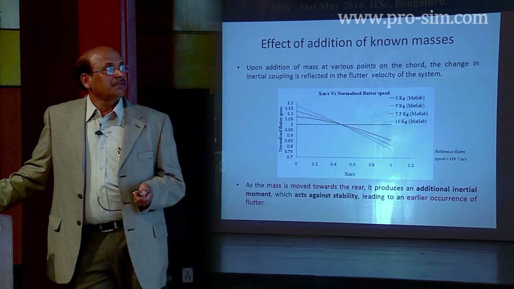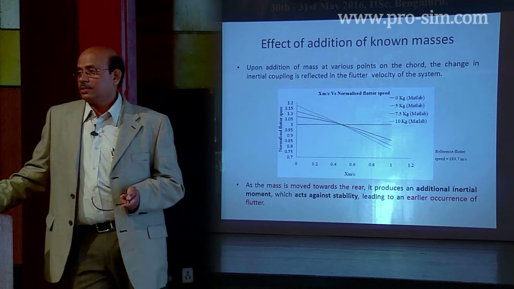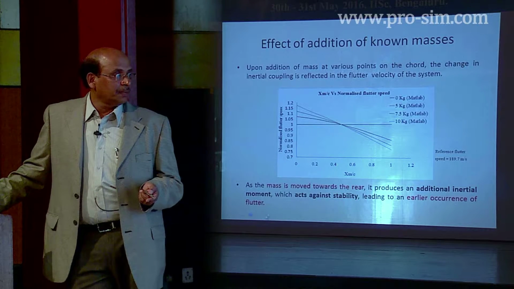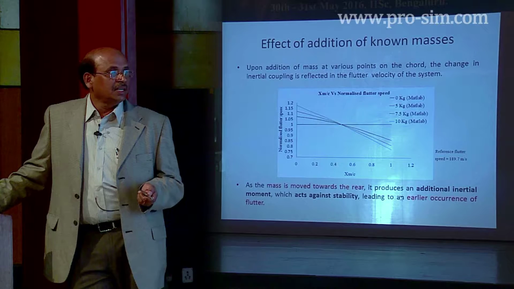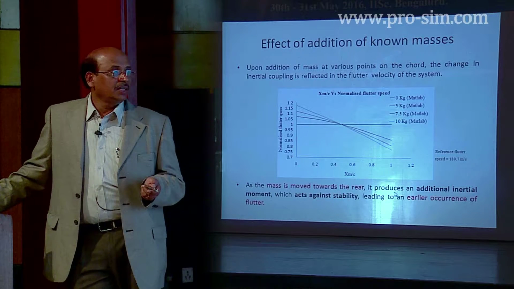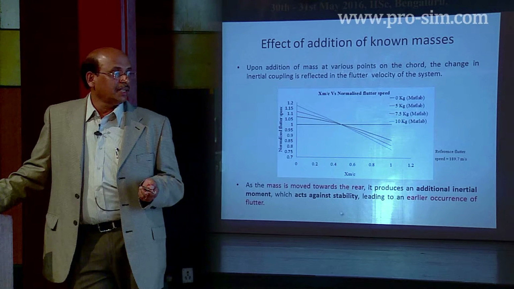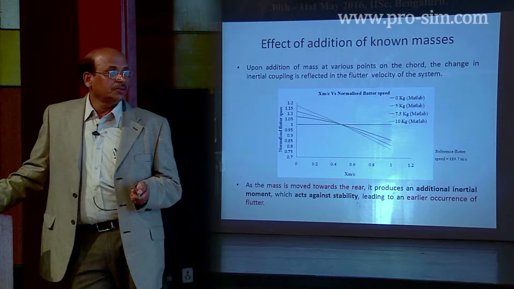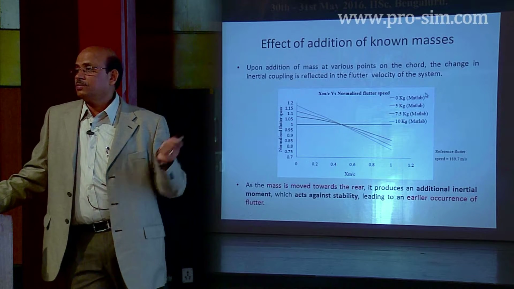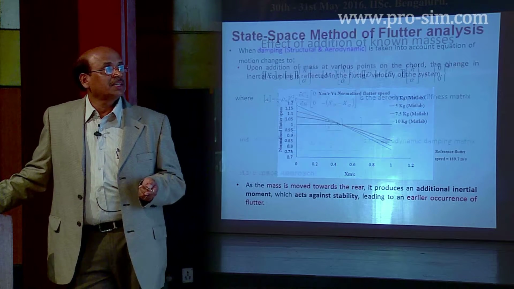This is a simple slide which shows the effect of masses, like what happens when a mass is moved towards the rear. In the case of an airfoil, it produces additional inertia moment and it acts against the stability, leading to earlier occurrence of the flutter. This is one of the parametric studies which we did with this work.